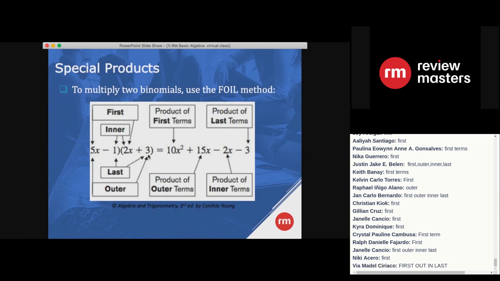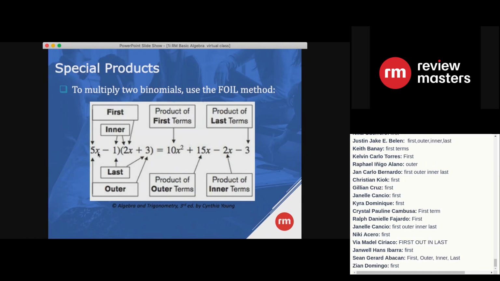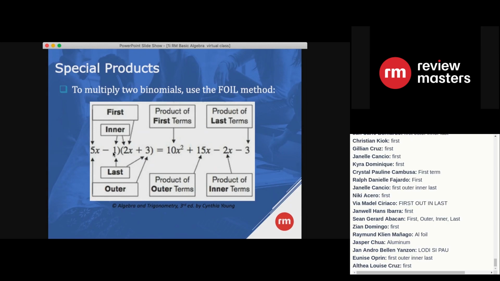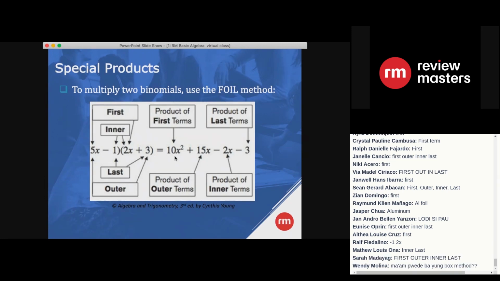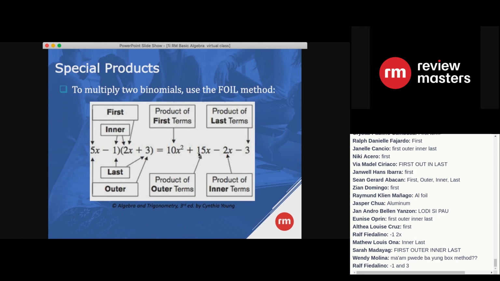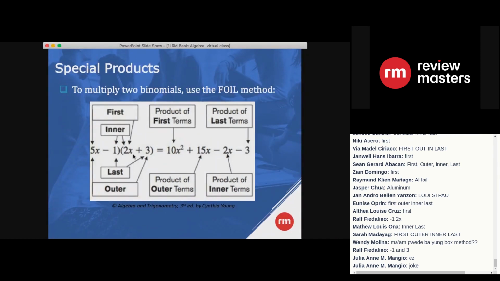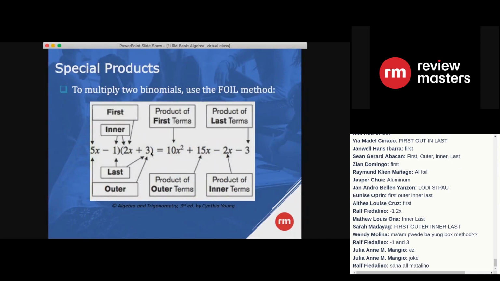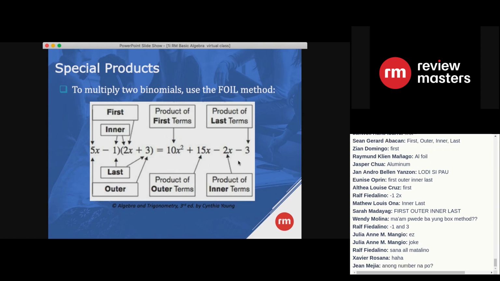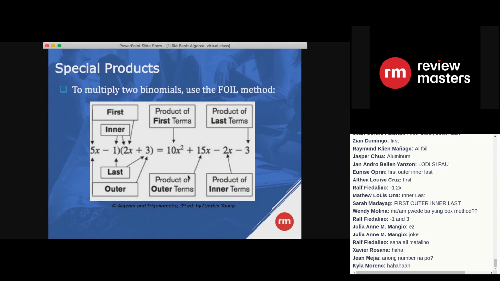1 and 3. So applying the FOIL, ang first natin, F would be 5x times 2x. Ito yung F, 10x squared. Outer would be 5x times positive 3, kaya naging positive 15x. Okay, I, inner, negative 1 times 2x would be negative 2x. And L for the last term, negative 1 times 3 would be negative 3. Okay, so that's how you do your FOIL.